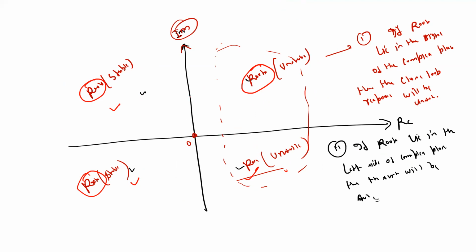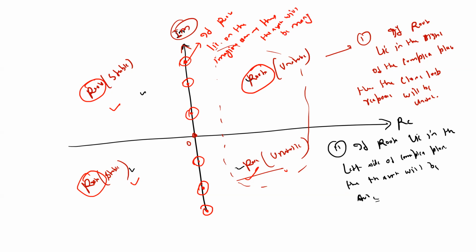One more thing I had discussed is that if a root lies on the imaginary axis, the real part of the complex number will be zero, so that root will lie on the imaginary axis only. So if roots lie on the imaginary axis, then the system will be marginally stable. So this was the case that I have discussed with you all.